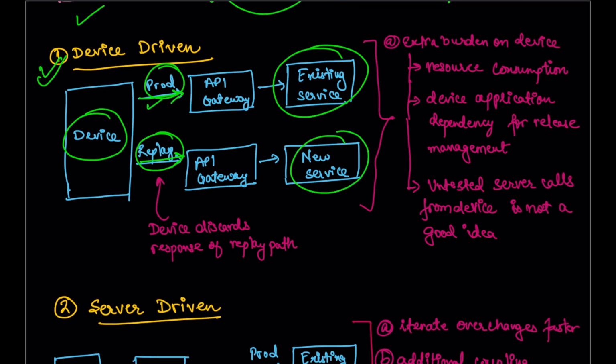Now when you are sending the traffic from the device to the new replay traffic, or the new traffic to the new service, it basically discards the response, right? We don't want to consider the response of this. We just want to gather the response and then finally use it for comparison. We actually are not using this response to serve the customer request. This is just for testing, for our confidence building, right?